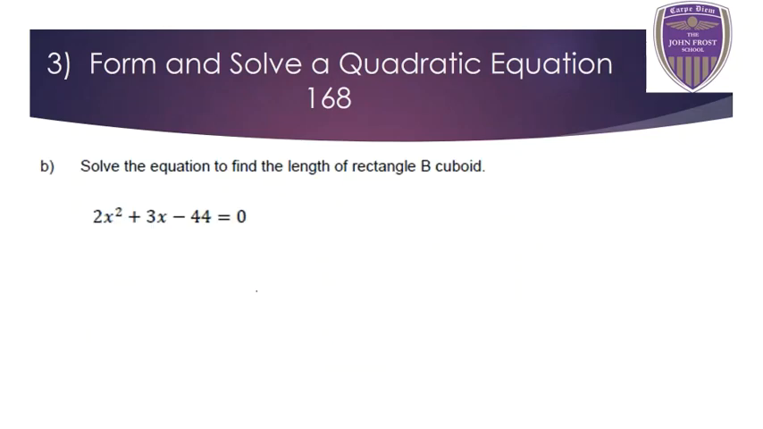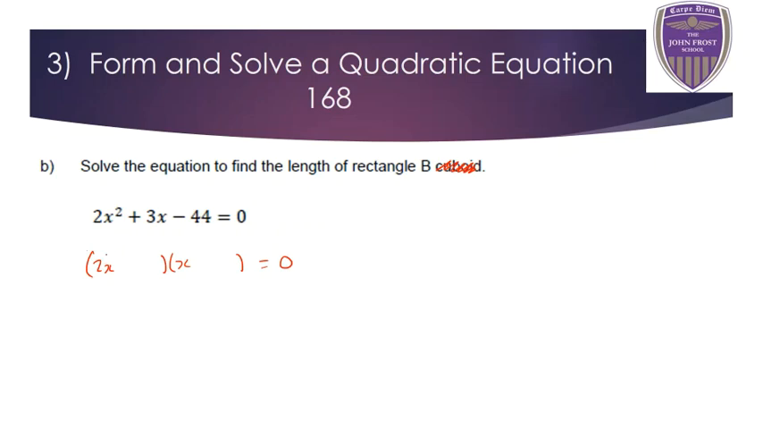Okay, for part B, then we're asked to solve this equation and to find the length of rectangle B. Because this is a non-calculator question, we need to consider here a factorization method to help us solve this equation. So, how do I make 2x squared? Well, in my bracket, I need a 2x and an x. I know I need two brackets on this question because there's no common factors to take out at all, so it's not going to be one bracket.